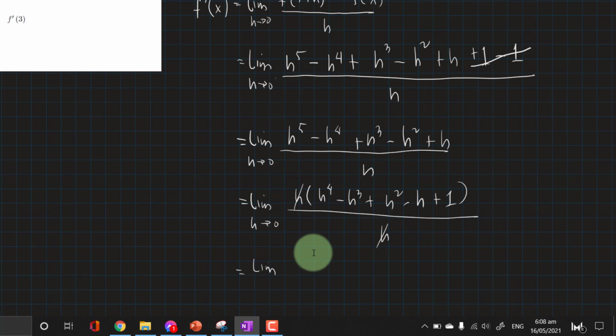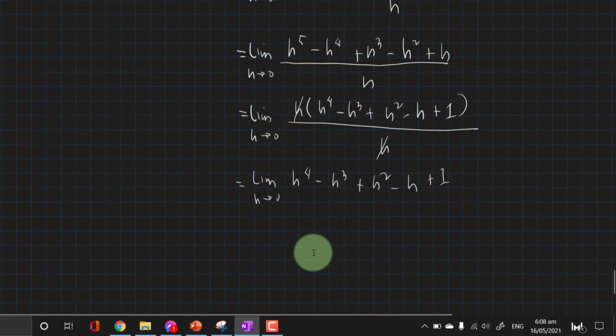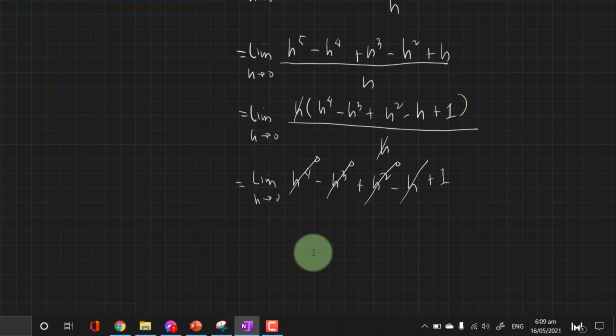The limit of, ito lang natira, h to the fourth minus h cubed plus h squared minus h plus 1 as h approaches 0. Now, we can get the limit kasi natanggalin natin yung denominator. Okay? So, papalitan natin ng 0 lahat ng h. This will become 0, 0, 0, 0. Ang matitira na lang is 1. So, therefore, our m is equal to 1.